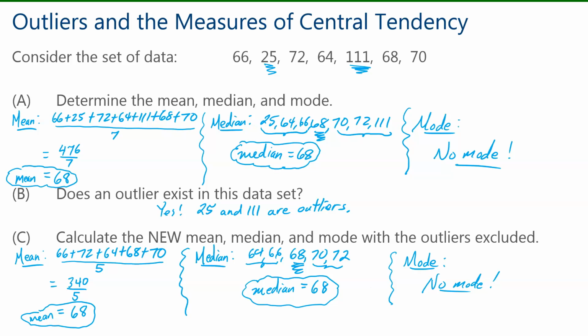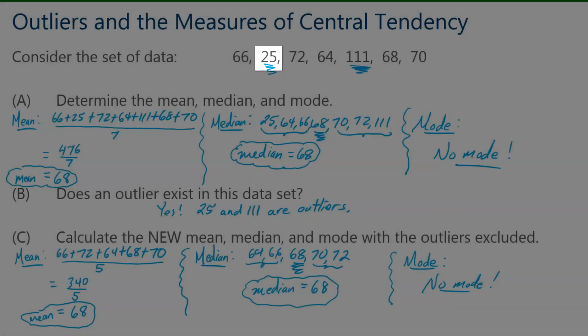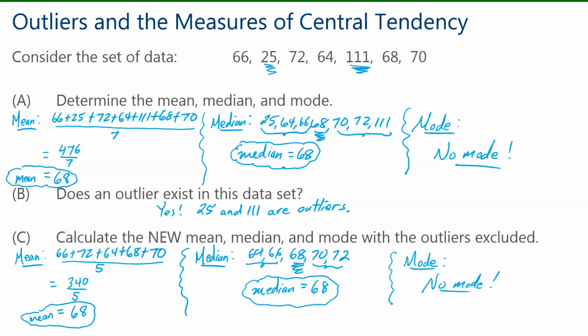Which begs the question, why? What is it about this set of data, even with the outliers excluded, that it does not impact or influence the measures of central tendency? What I'd like for you to think about before we continue is the fact that 25 is one value that was significantly less than the other values, and 111 is one data value that was significantly greater. In removing them, it's like they balance each other. They cancel each other out in a sense.